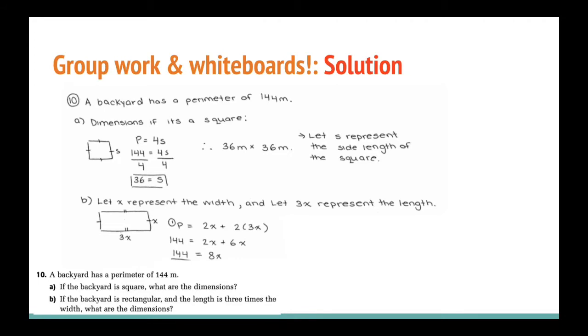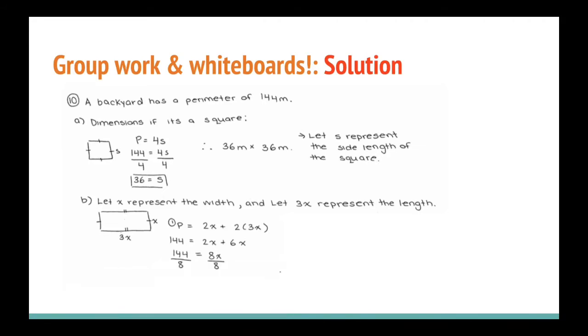How do I get x by itself? Well, right now, x is being multiplied by 8. The opposite of multiplying is dividing. So I'm going to divide both sides by 8. And so I will get x equals 18.